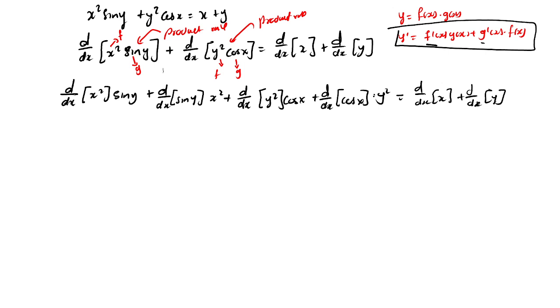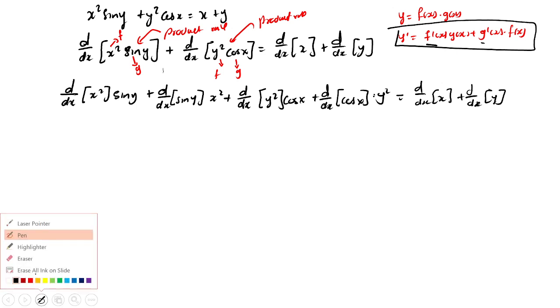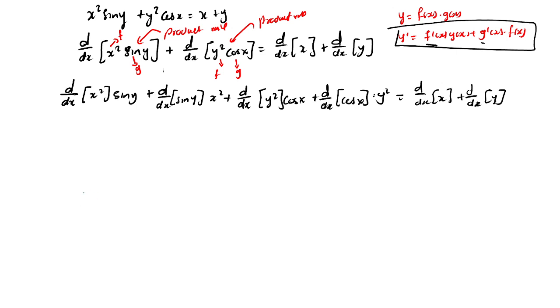Now that we have applied the principle, what is left for us is just to solve these, right? So now let's solve. What do we have? We have the derivative of x squared. What is the derivative of x squared? It's going to be 2x sine of y, right? Plus, now we are required to take the derivative of sine of y with respect to what? With respect to x, right? The derivative of sine of y is going to be what?